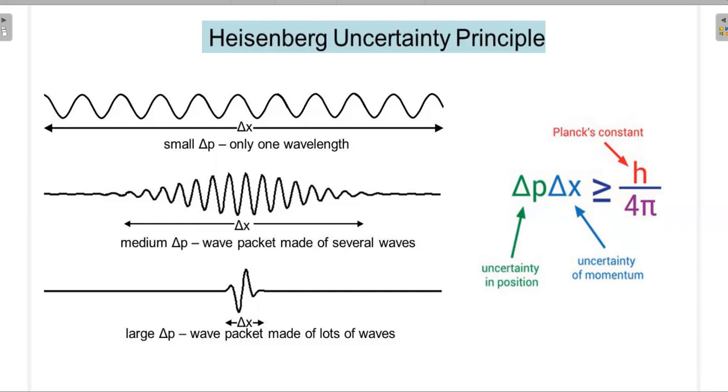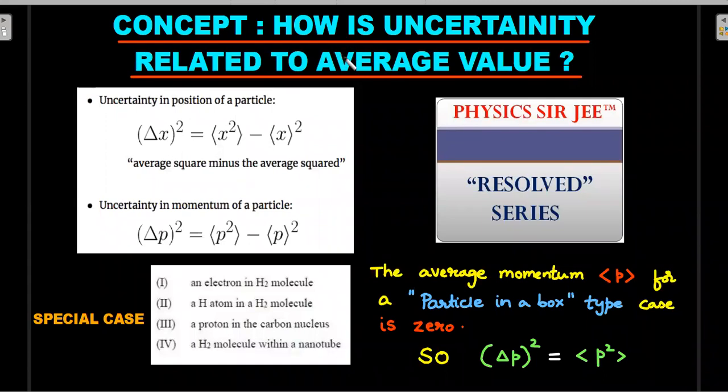Okay, so one very important thing that we need to understand before we move on to the question is how uncertainty is related to average value. As I said, this is a statistical condition, right? Uncertainty in position squared is equal to the average of the square of the position minus the square of the average. Okay, so this is something that is also learned by students in statistics, relating the value of mean and standard deviation. The same thing written for momentum: the square of uncertainty is equal to the average of the square minus the value of the square of the average. So this is something we learn.